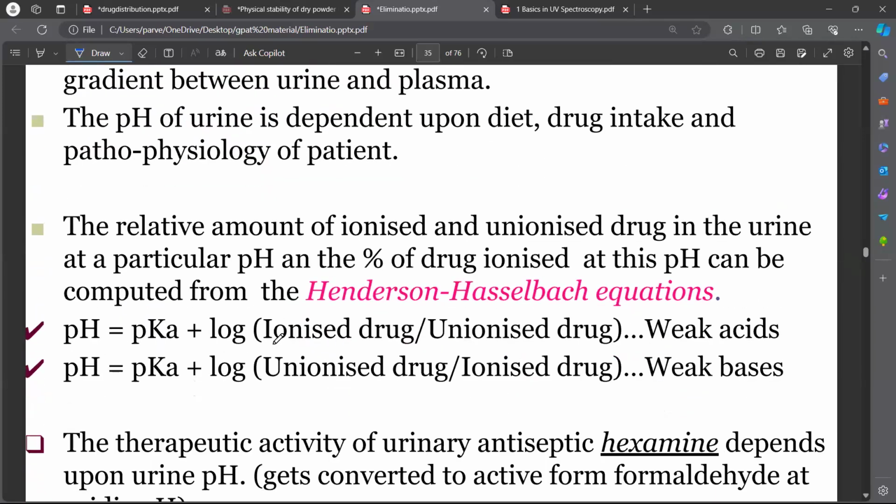Henderson-Hasselbalch equation. This was taught in the last class, guys, where pH is equal to pKa plus log of ionized by non-ionized for weakly acidic drugs. You have to remember here, guys, that for acids the ionized comes in the numerator, while for bases the ionized comes in the denominator.